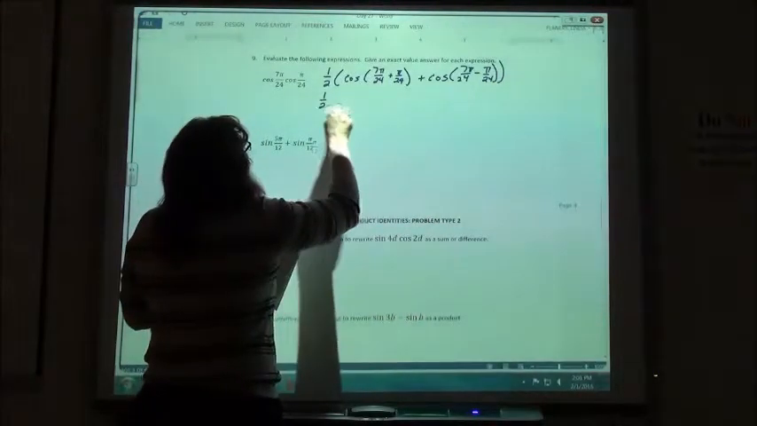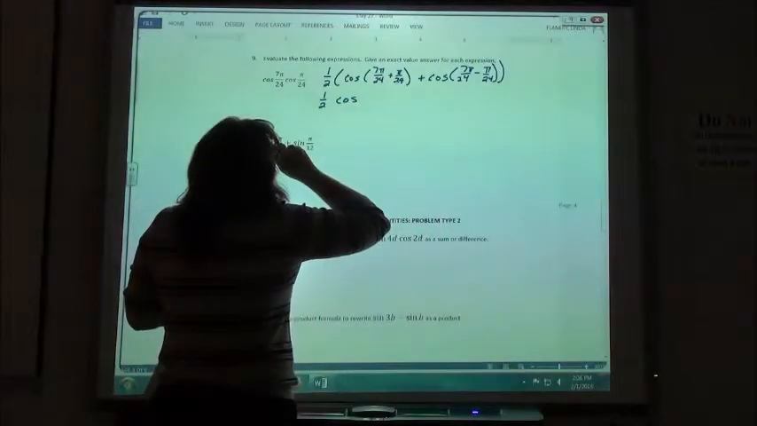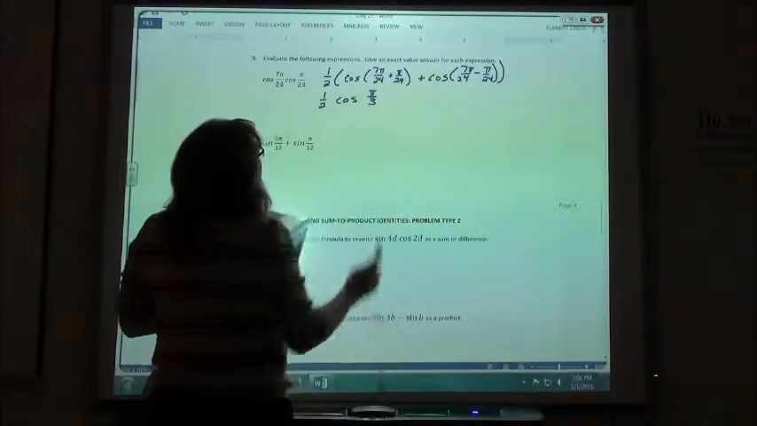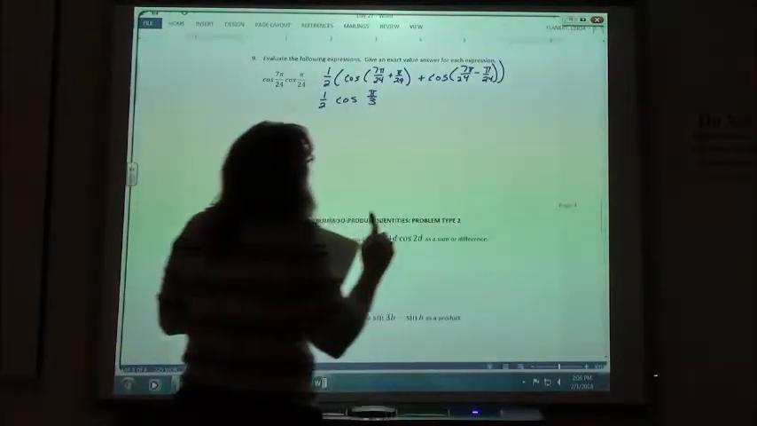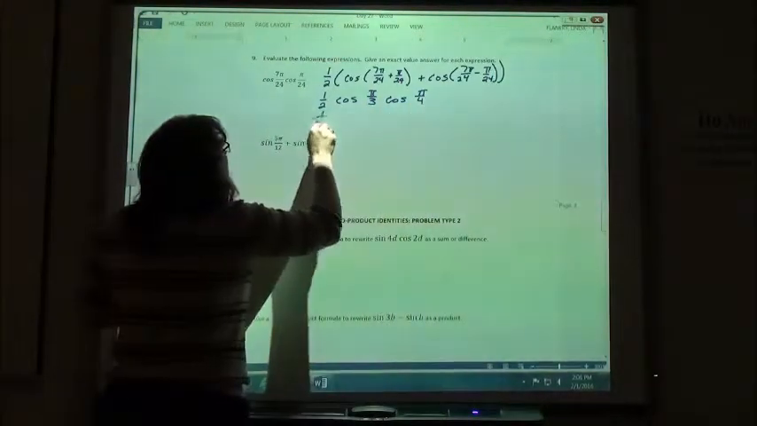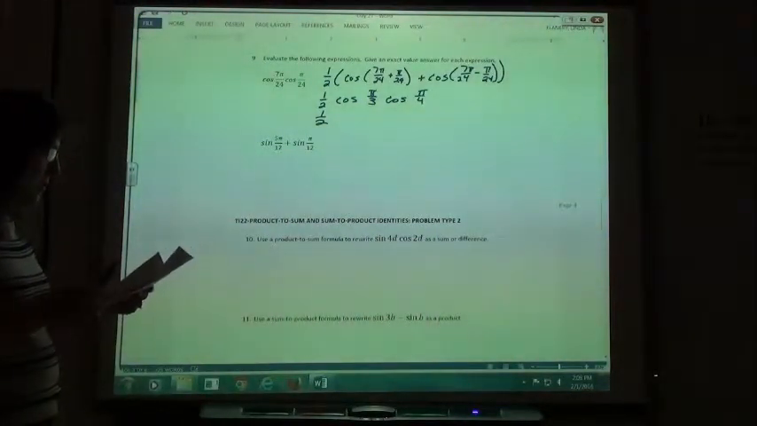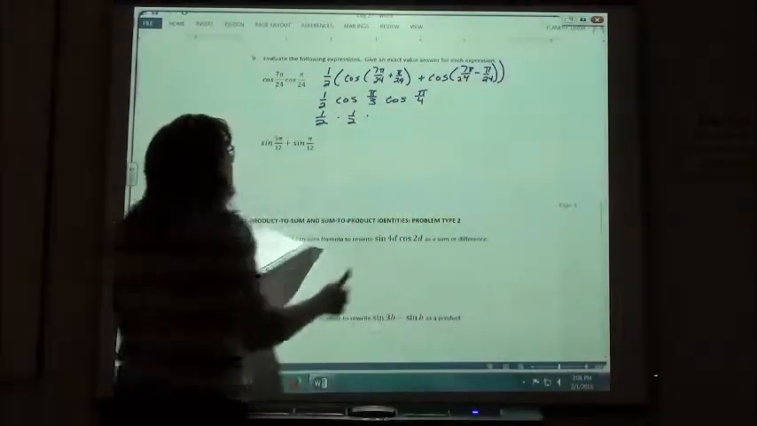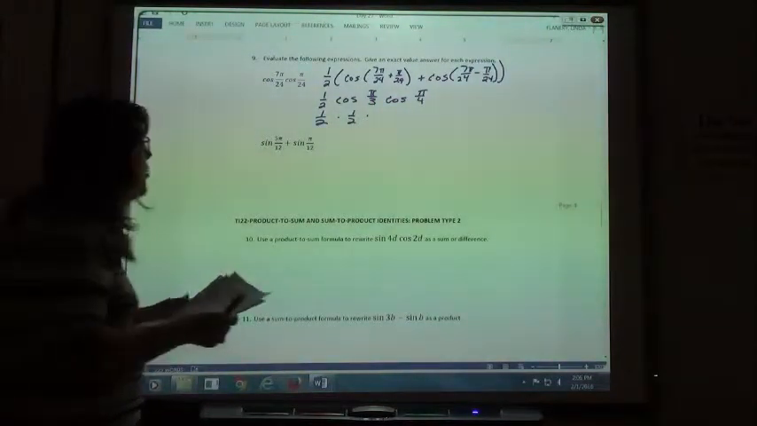So 1/2 the cosine, this would give me 8 pi over 24. 8 24ths would be 1/3, so pi over 3. This would be 6 pi over 24. 6 over 24 would be 1/4, so pi over 4. And so we're going to look up the cosine of pi over 3. Cosine of pi over 3 is 1/2. And the cosine of pi over 4. Cosine of pi over 4 is square root of 2 over 2.